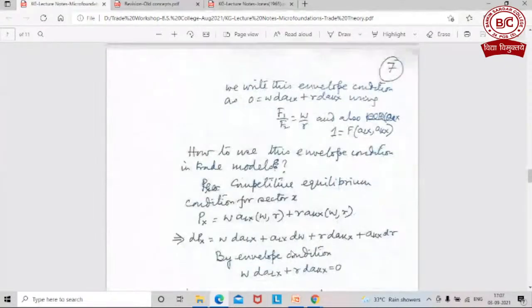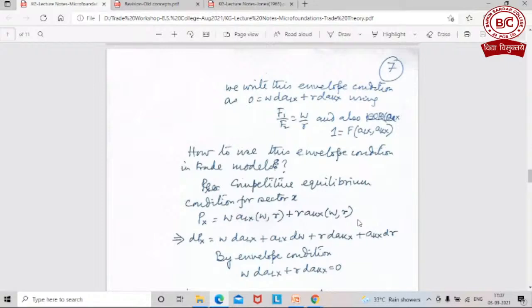Before that, I just want to say a few things. You know that this is the competitive equilibrium condition or the zero profit condition. On the left hand side, we have PX. On the right hand side, we have long run average cost, which is W ALX, where ALX is a function of W and R, plus R AKX, which is also a function of W and R. Do you agree, everybody?